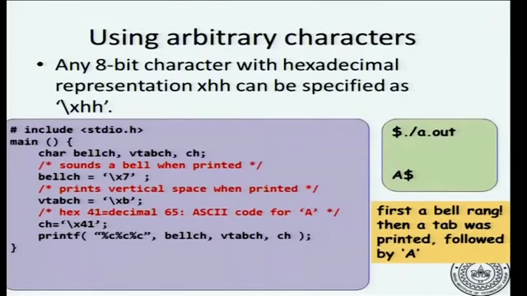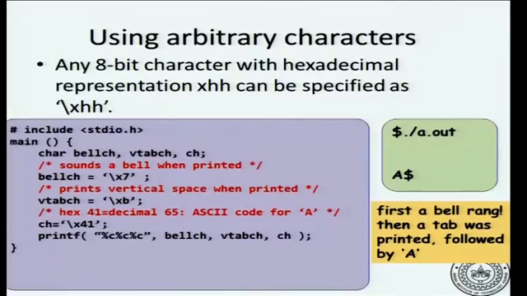Now, one more thing is that you can print arbitrary numbers, even non-printable characters. You can print them using C, and one way to do that is to print any 8-bit character with its hexadecimal representation, like \x followed by the hexadecimal digit. For example, \x7 is the bell character.